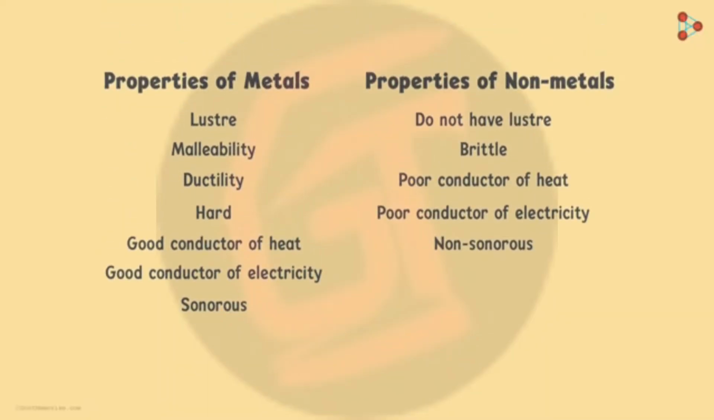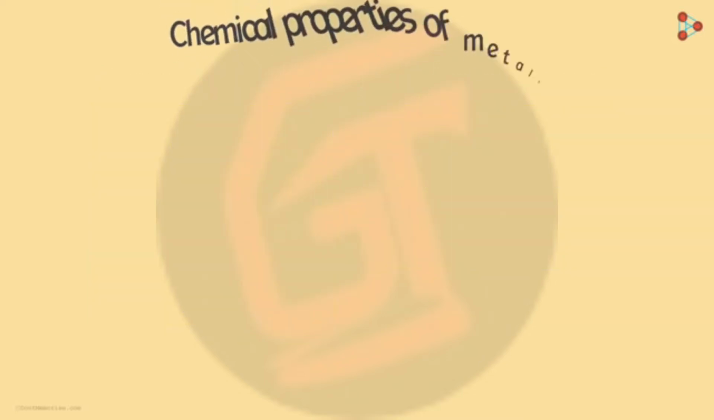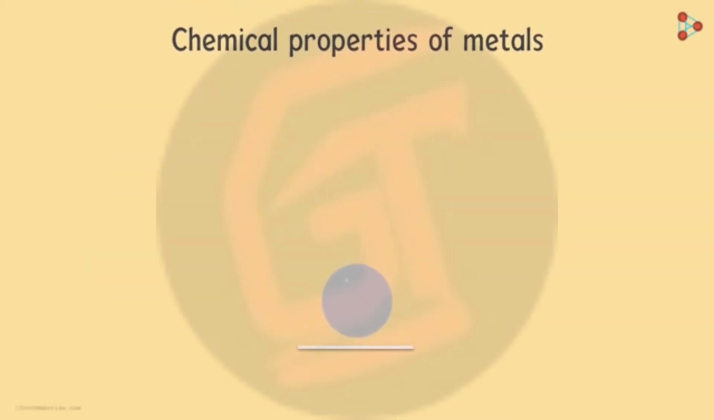that elements cannot be clearly classified into metals and non-metals based on their physical properties. Will chemical properties help? Let's understand chemical properties of metals first. When we're looking at chemical properties of metals, there are a few things we will look at.